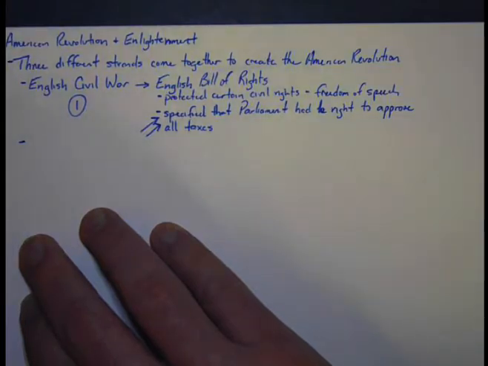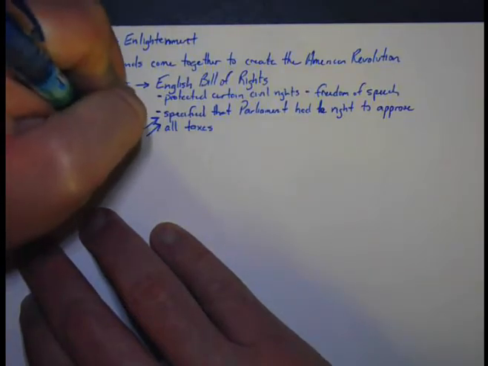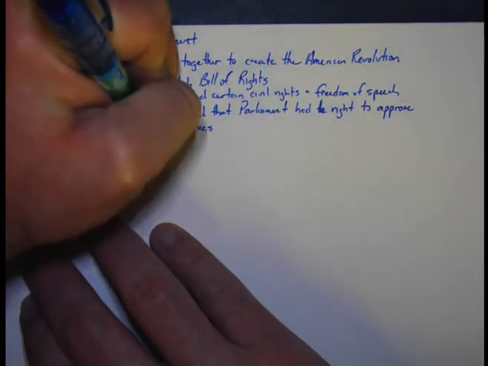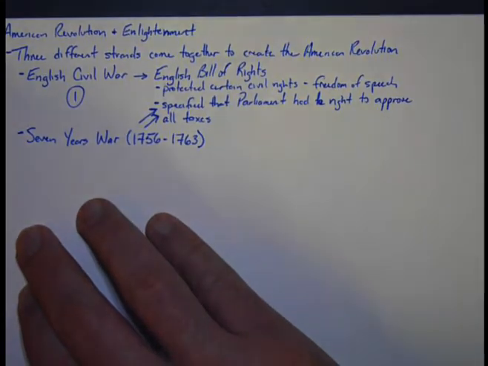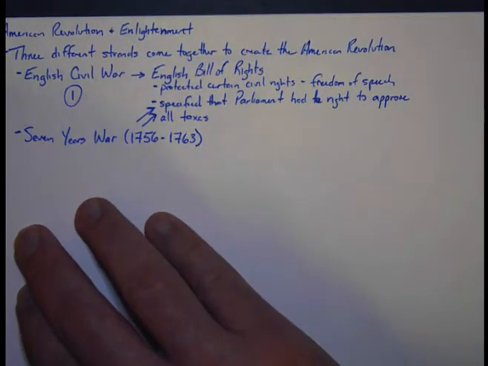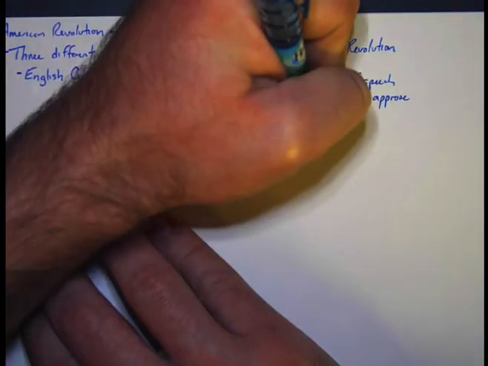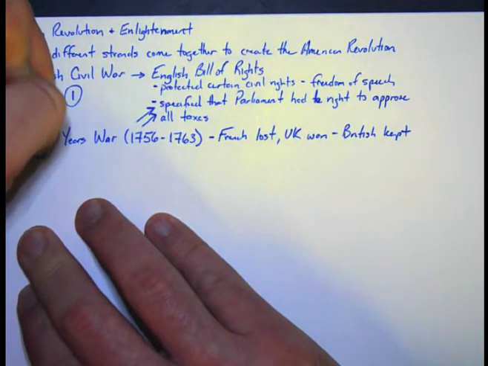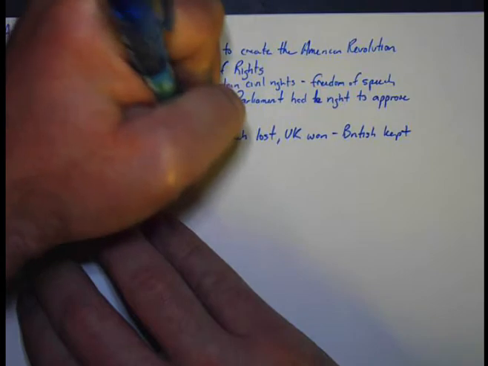The second of these three different strands is the 7 Years' War. So the 7 Years' War was 1756 to 1763. So the 7 Years' War, remember we talked about this as a war over trade routes, and if you remember, we said that the French lost and the United Kingdom won. And so the British got to keep a lot of the trade routes and colonies in North America.